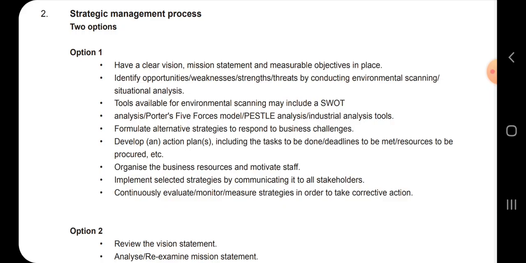Then formulate alternative strategies to respond to business challenges. Develop an action plan, including the tasks to be done, deadlines to be met, resources to be provided, etc. Organize the business resources and motivate staff. Implement selected strategies by communicating to all stakeholders. And continuously evaluate, monitor, and measure strategies in order to take corrective actions. So that is the first strategic management process. When you are implementing strategic management, these are the steps to follow. That is option 1.